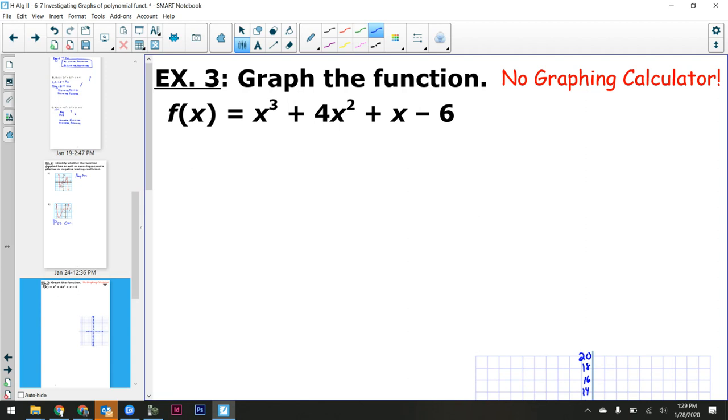It's a bulk of the no calculator portion. Okay, so let's graph this function. Now, what's the degree? 3. How many intersection points with the x-axis should I have? 3. How many changes in direction should I have? 2. What's the end behavior? Positive odd, right? Positive, negative, positive odd. Now, does it formally ask for the end behavior?